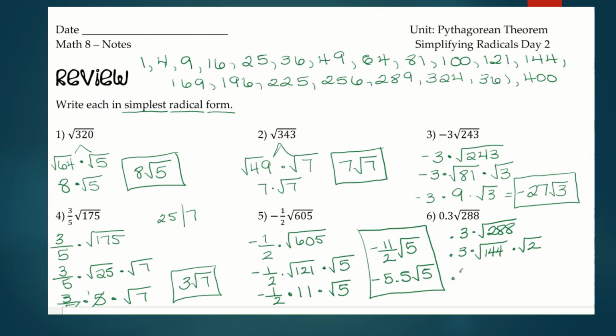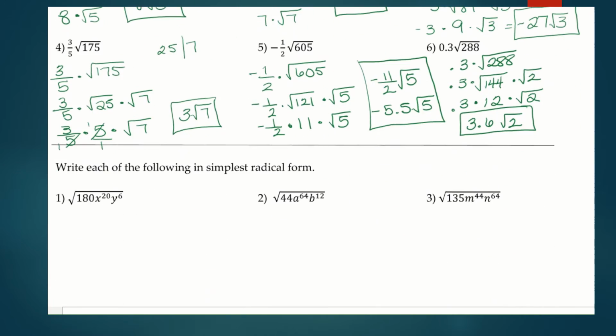All right, so 0.3 times the square root of 144 is 12, and the square root of 2, that is irrational, so I'm going to leave that as square root of 2. 0.3 times 12 gives me 3.6, and then the root 2 stays as root 2. We're not going to touch that. All right, so that's just a little bit of review from yesterday.